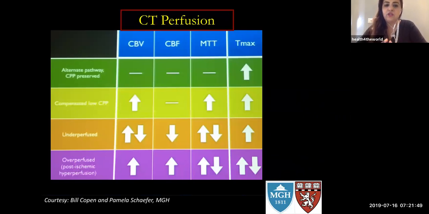But the most important thing to understand is just the concept that depending on the stage of the ischemic tissue, you can get some variability in the CBV, CBF, MTT, and Tmax. So people think that in stroke, you cannot get increased CBV, or you cannot get decreased Tmax. But depending on the stage in which you capture the tissue, you will get variability of CBV, CBF, MTT, and Tmax.